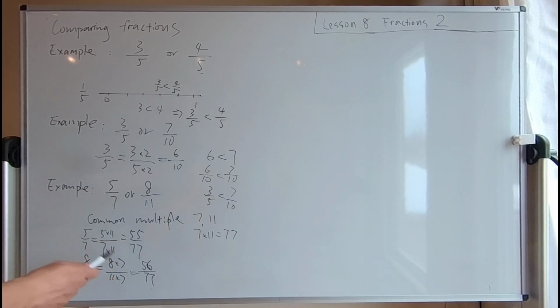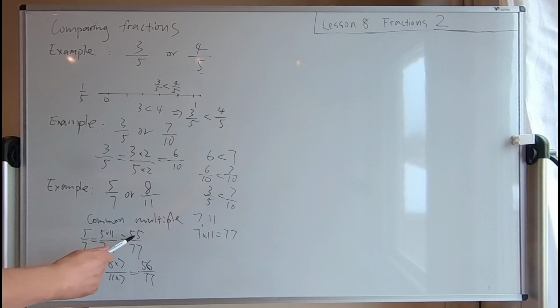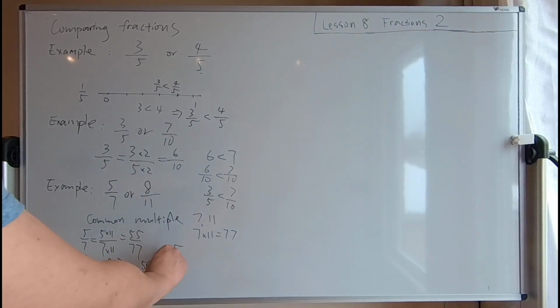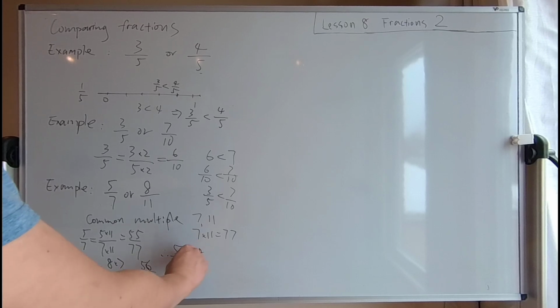Because now I have both numbers with the denominator of 77. I have 55 less than 56, so I can tell that 5 over 7 is less than 8 over 11.